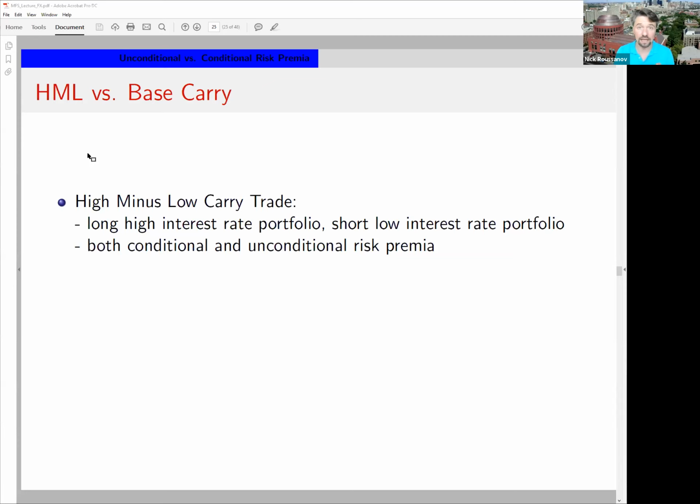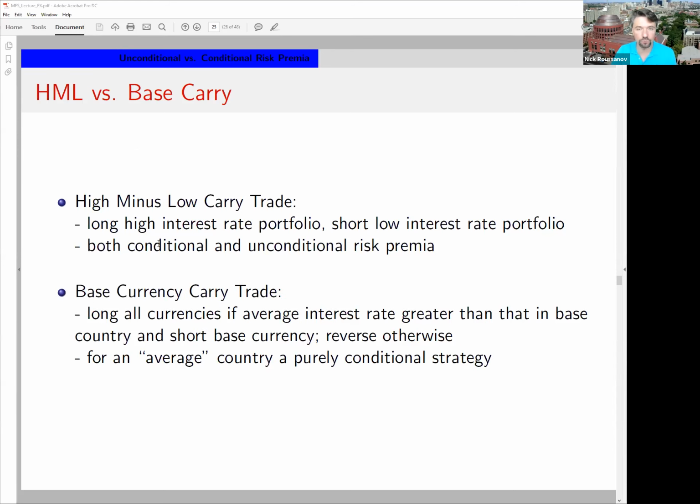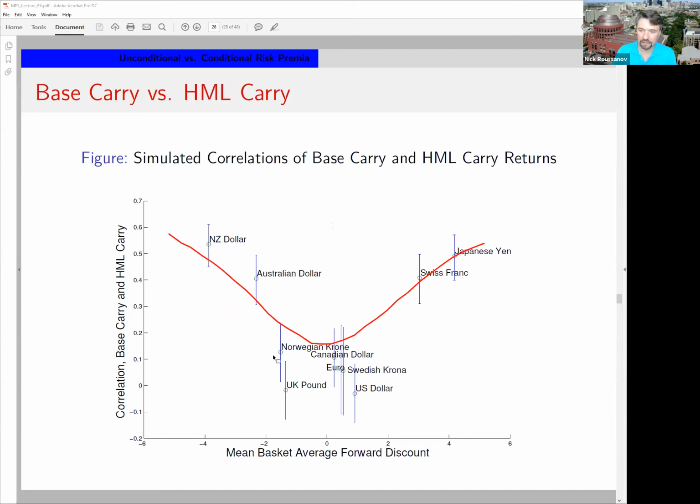And what you see is that the correlation between these two carry trade strategies depends on whether the country is, quote unquote, average in terms of its delta exposure to the global shock, or is to the right or to the left. What I mean by this is that countries that are heavily exposed to the global shock, again Japan or Switzerland, will have low interest rates and on average high average forward discounts. For them, there's going to be little distinction between this base carry trade and the high minus low carry trade.